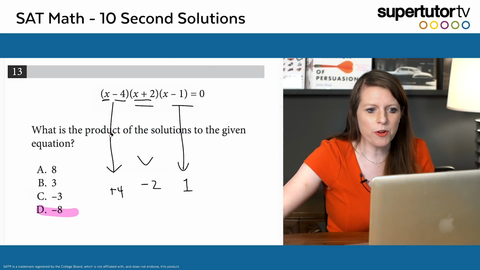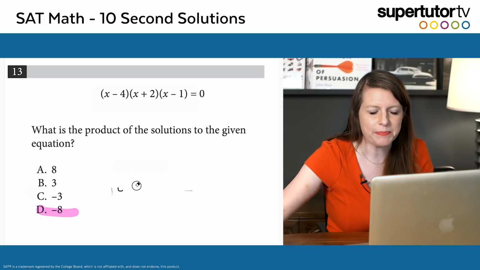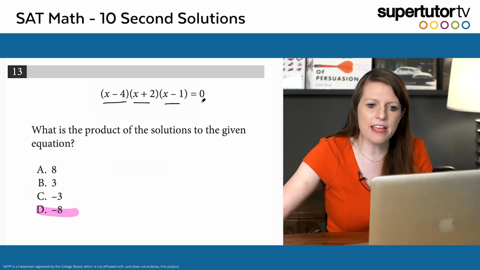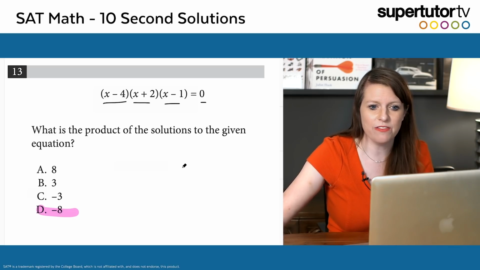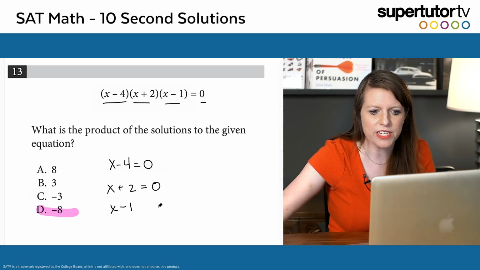So that's really cool. If you're wondering why that's true, it's true because of the zero product property, right? The zero product property states that if we have a bunch of factored pieces, and their product equals 0, then one of those individual pieces has to equal 0, right? So you can see the traditional way to do this is to set each of these equal to 0. And this certainly works, but you can see how this is more time consuming.